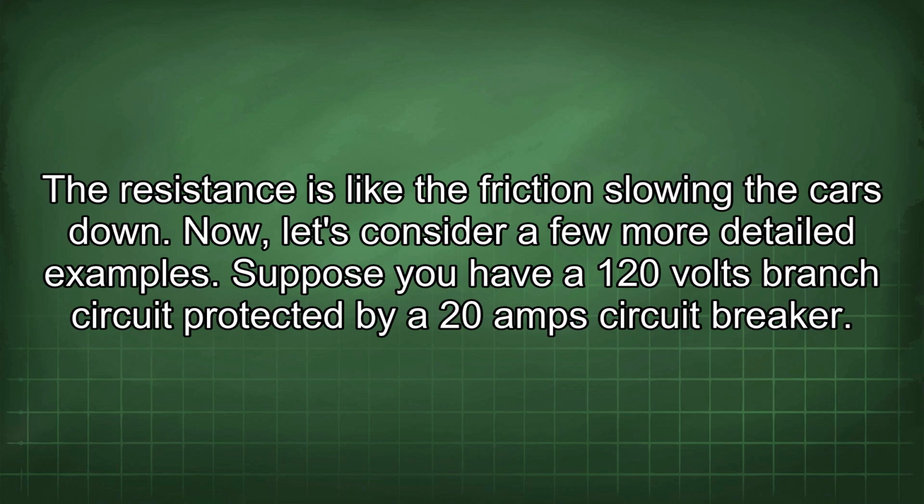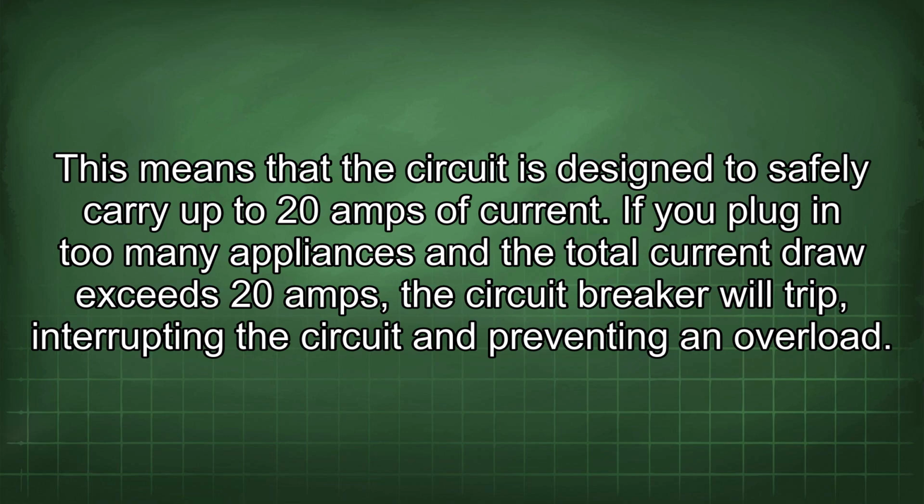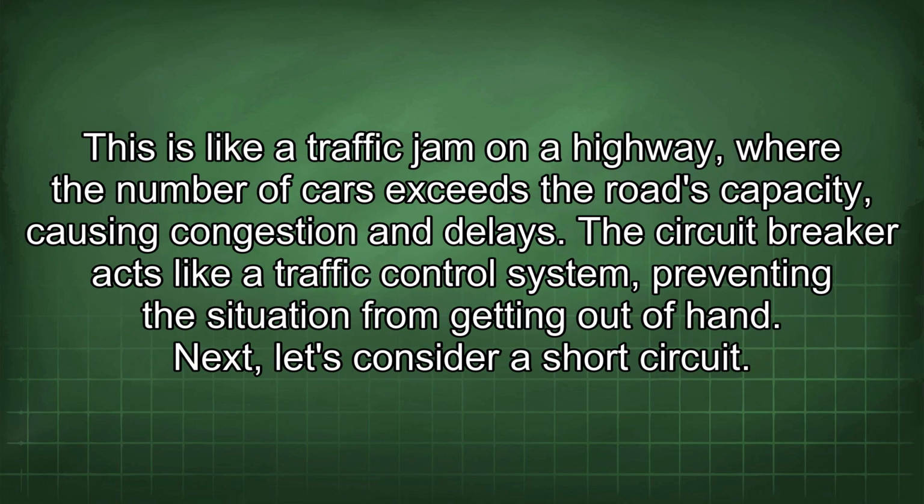Now, let's consider a few more detailed examples. Suppose you have a 120 volts branch circuit protected by a 20 amp circuit breaker. This means that the circuit is designed to safely carry up to 20 amps of current. If you plug in too many appliances and the total current draw exceeds 20 amps, the circuit breaker will trip, interrupting the circuit and preventing an overload. This is like a traffic jam on a highway, where the number of cars exceeds the road's capacity, causing congestion and delays. The circuit breaker acts like a traffic control system, preventing this situation from getting out of hand.